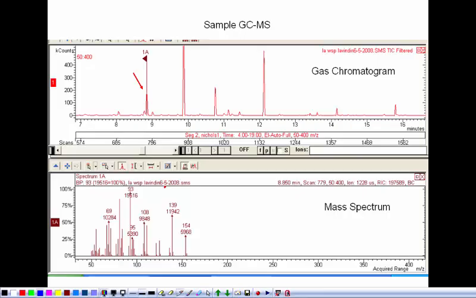If the compound's never been made before, then obviously it's not going to be in the database, and so there's going to be no match for it. But that's the only real limitation. Okay. So this is what we see, a gas chromatograph, and then for each gas chromatograph peak, a mass spectrum.